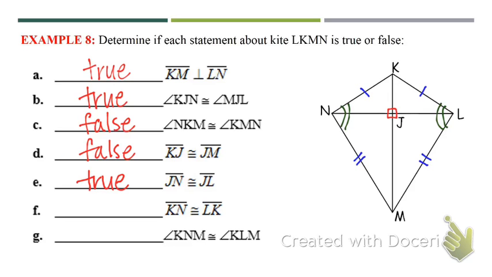Angle KJN is congruent to angle MJL. We also know that angle NKM is not going to be congruent to angle KMN. We also know, of course, KJ is not congruent to JM. But we do know that JN is congruent to JL. We also know that KN is congruent to LK. And we also know that angle KNM is congruent to angle KLM.